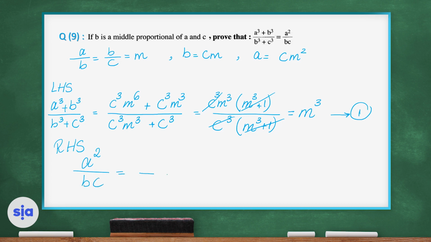So we replace the A squared by C squared m to the power of 4 and the B with Cm multiplied by the C. If you simplify this, the C squared is crossed out with the two C's down, and it's m to the power of 4 over m. Then this is also m to the power of 3. So as you can see here, from 1 and 2, the left-hand side is equal to the right-hand side.